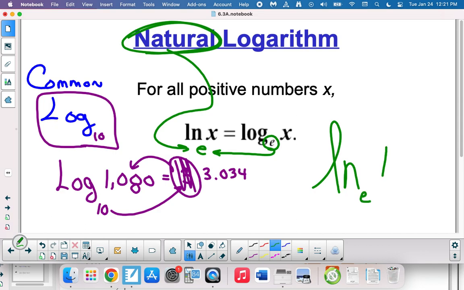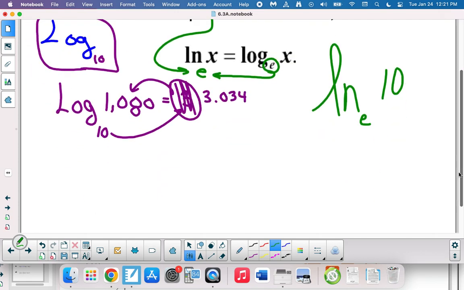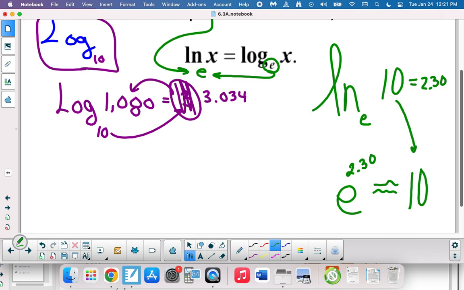So if I said 10, can you just do it for me, please? What's the natural log of 10? 2.30. Okay, so here's what it's telling you. It's telling you if you took E to the what power? 2.30. Okay, you wouldn't quite get it, but you'd get just about 10. And you can double check it. I'm sure it is close to 10.